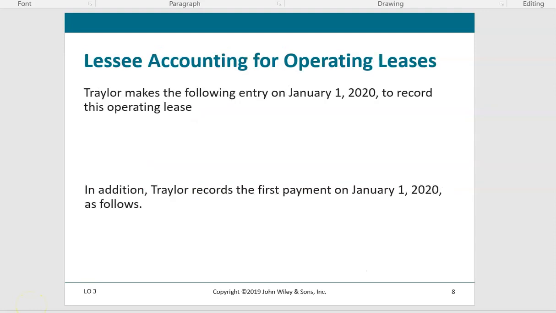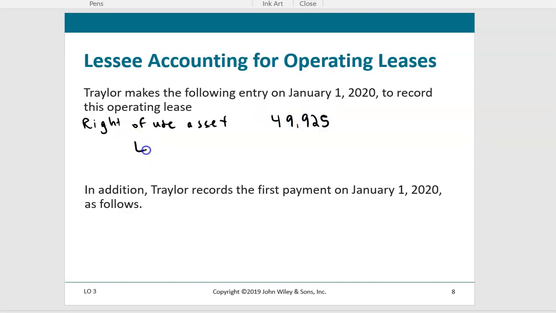Now let's look at the accounting. Trailer makes the following entry on January 1st, 2020 to record this operating lease. Again, for an operating lease, at lease commencement date, the entry looks exactly the same as if it were a finance lease. We're going to debit to increase the right-of-use asset at the fair value of payments in this lease, which we are told is $49,925. The other side of this entry is we are recording an increase to the lease liability for the same amount.